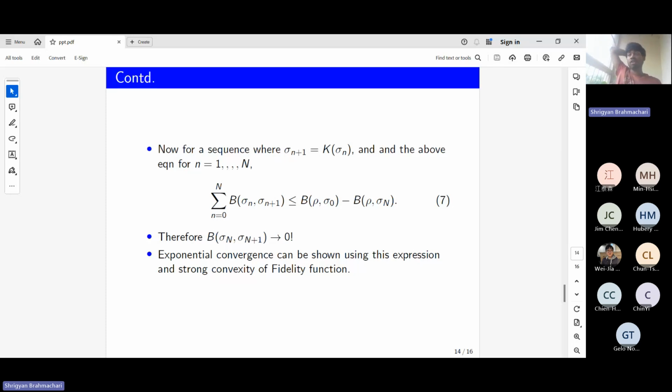We actually go another step further, which I'm not discussing in these slides. Using this quantity, this expression 7, we can also use something called the PL inequality, which is essentially the strong convexity of the fidelity function. We can show that not only does it converge, it converges exponentially fast. So that's something people can look up in the paper. It's a lot of details, which I don't want to get into right now.